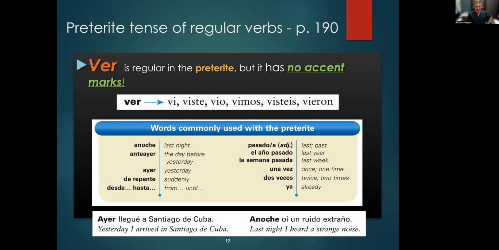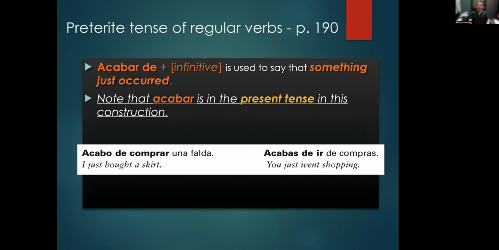So some examples. Ayer llegué a Santiago de Cuba. Yesterday I arrived in Santiago de Cuba. Notice llegar a, not llegar en. So we don't say ayer llegué en Santiago, we say llegué a. I arrived to there. It's just a different use than in English. And then anoche oí un ruido extraño. I heard a strange noise. So again, those two time marking words signal the use of the preterite.